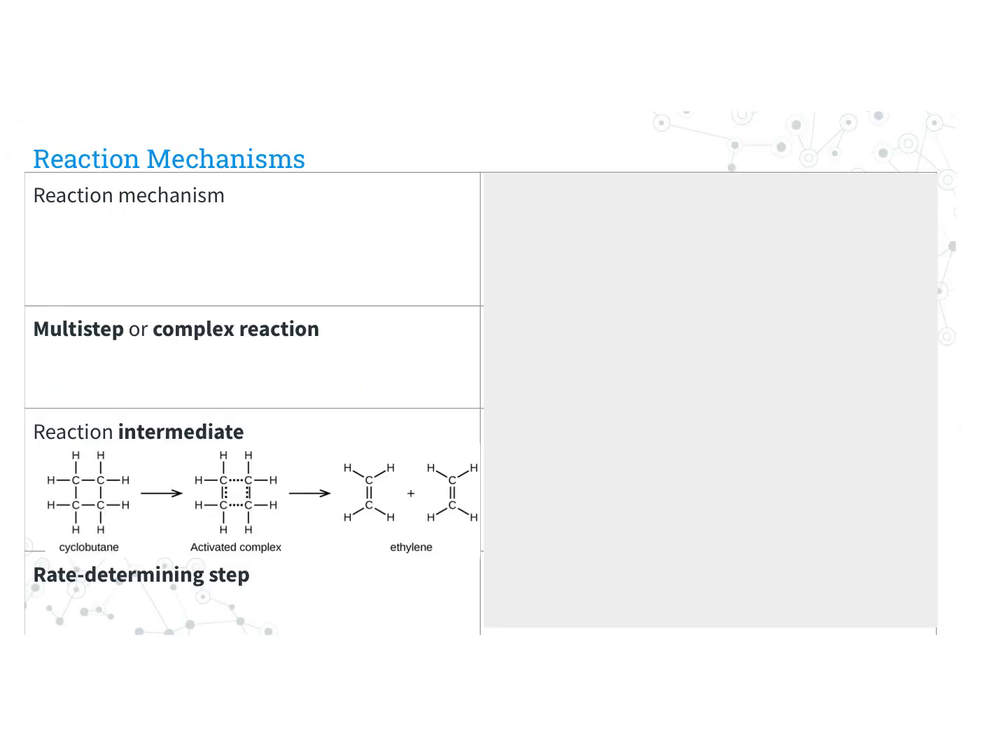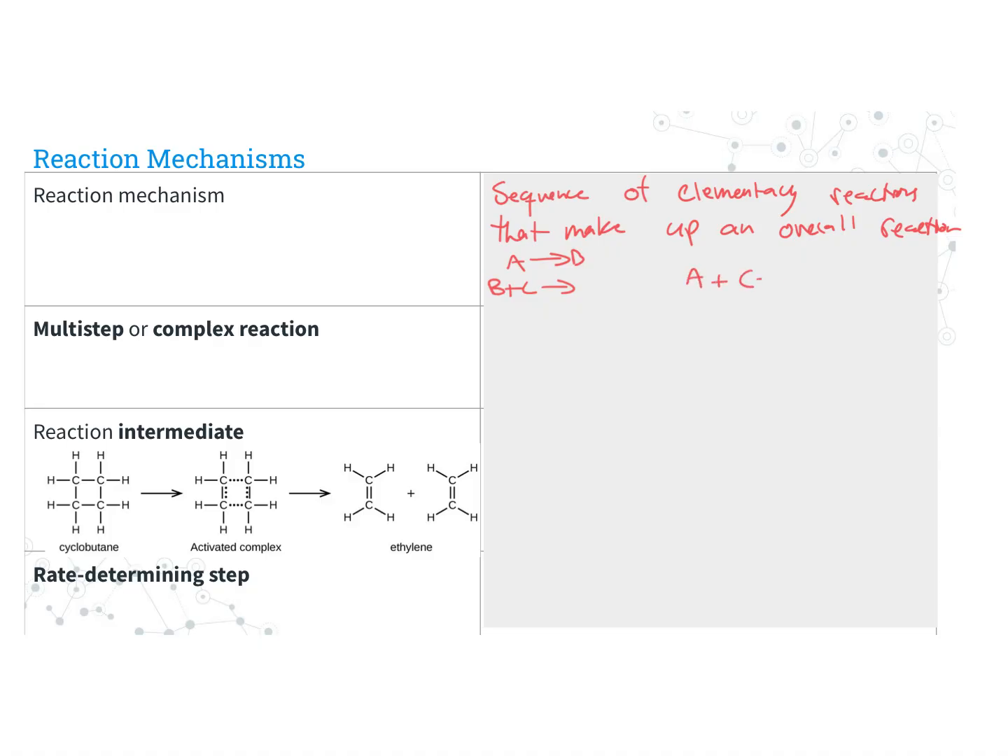Now, a reaction mechanism is the sequence of elementary reactions that make up an overall reaction. We discussed this before, but if I have, for example, A makes B and B plus C makes D, right, my overall reaction here is that A plus C makes D because my B's cancel out.